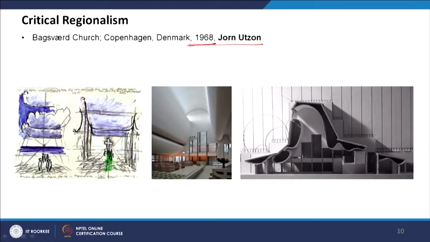If you look at the time frame of this design, it's quite early. So when the critical regionalist approach was coming up, even in Kenneth Frampton's write-up, the six points of architectural resistance, he used this example of Utzon's design to conceptualize critical regionalism. So this started critical regionalism in design.